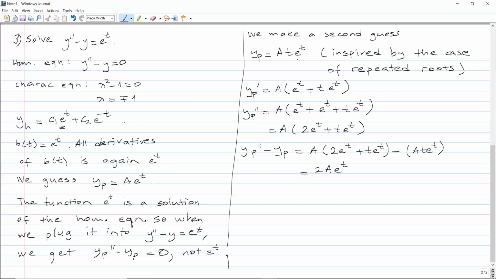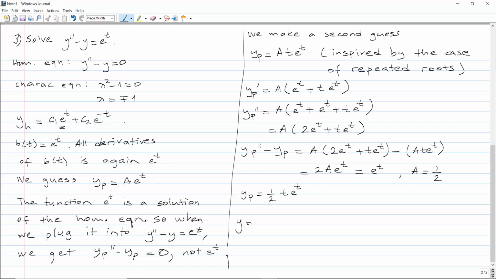But when we multiply it with t, in the second derivative, we obtain an extra e to the t. So this makes it possible for this expression to be equal to e to the t. So for this to be equal to e to the t, a should be 1/2. So our particular solution is then 1/2 t e to the t.